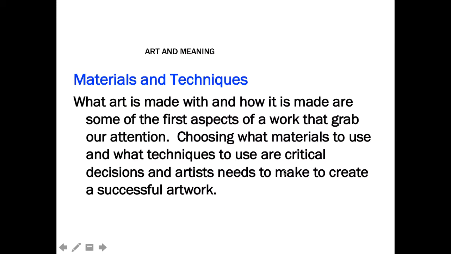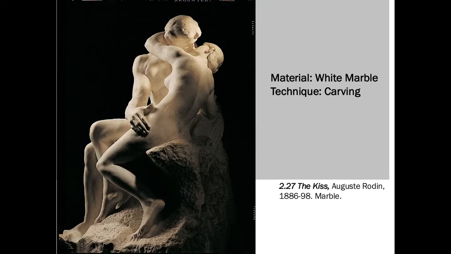All right. So materials and techniques, I'm going to pass on that because you can read that one. When we get into carving, the kiss, this is marble. So the content of this piece is the kiss. It's pretty simple. They're interacting. A couple is coming together, embracing one another, and that is the content. The form is the sculpture, and it's made out of marble, okay, and it's carving.